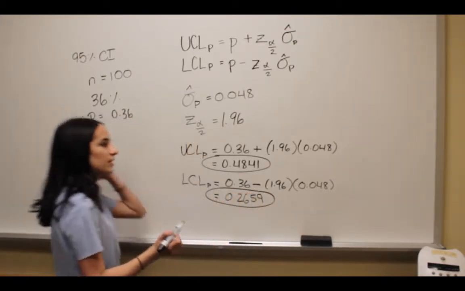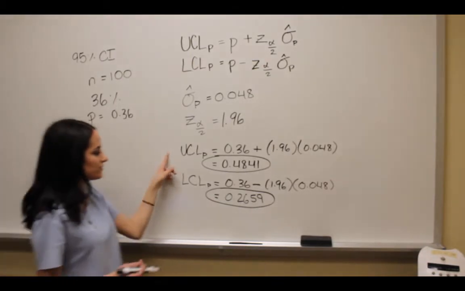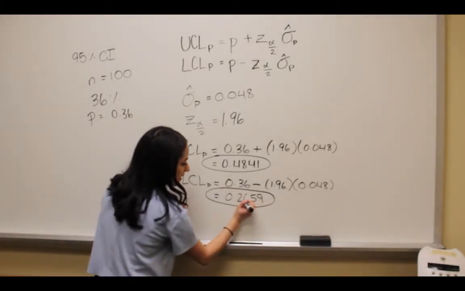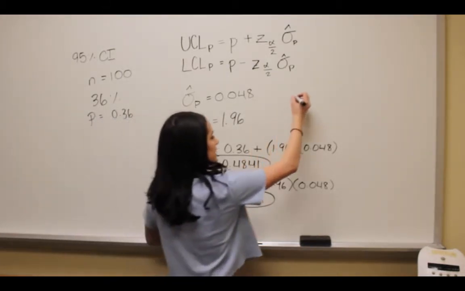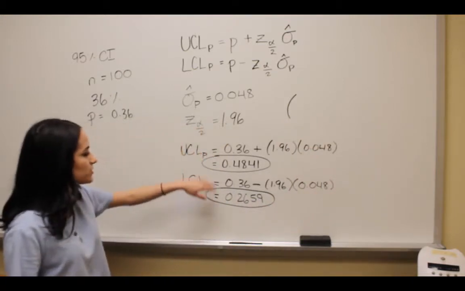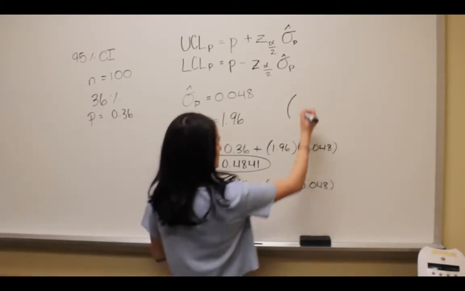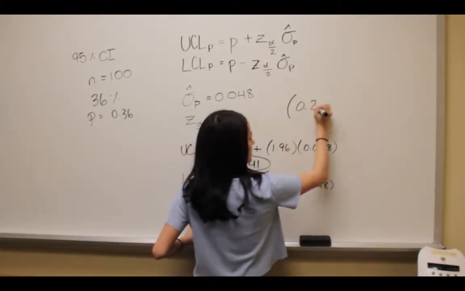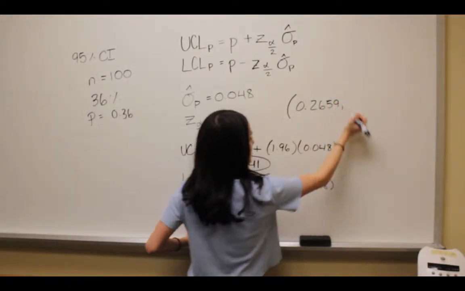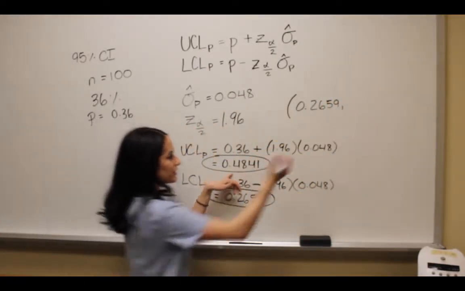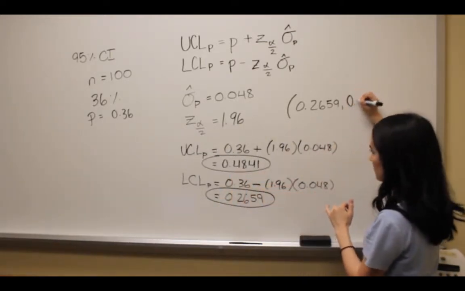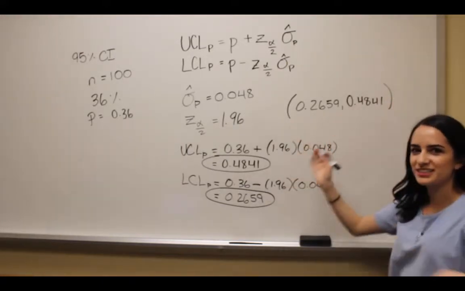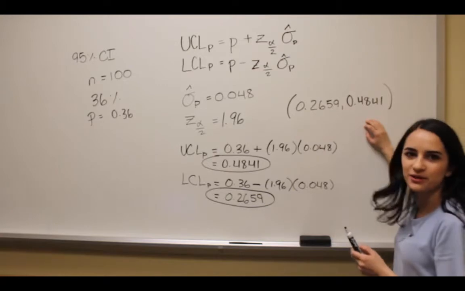So what we've solved for now is the upper confidence interval and the lower confidence interval, and sometimes a notation that your teacher might have as one of the answers or what they want you to write it in is in a set. So what you would do is you take the lower confidence level and you put that first. So in this case we solve for 0.2659, and then you put a comma, and then you do the upper one. So in this case, it's 0.4841. So now we're done, and we've solved for the lower confidence level and the upper confidence level.